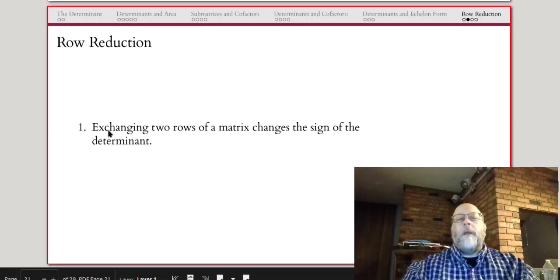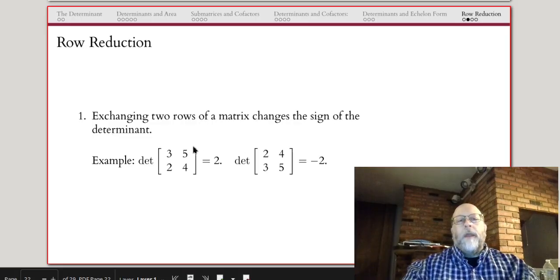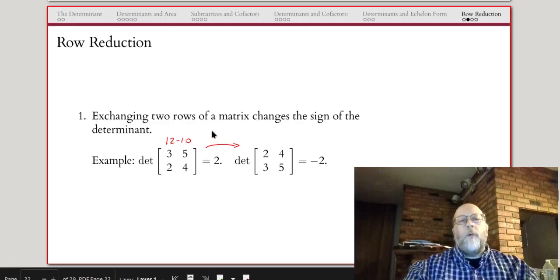So first step, we're allowed to switch two rows of a matrix when we row reduce. But when we do that, that changes the sign of the determinant. In the original matrix, this is 12 minus 10. But if I switch the two rows, row 1 and row 2, now my determinant is 10 minus 12, and the sign changed. And so switching two rows of a matrix changes the sign of the determinant.